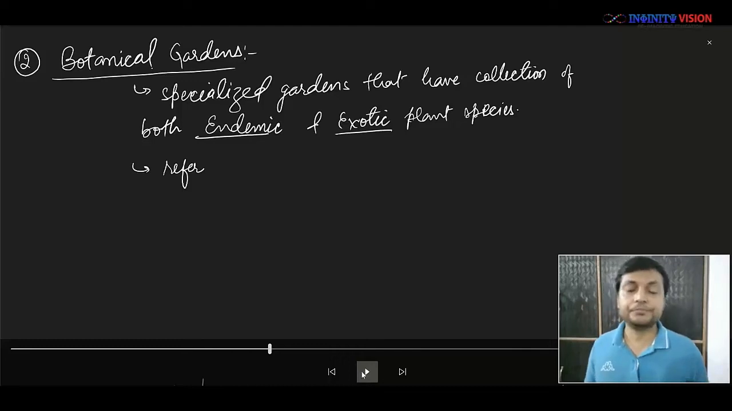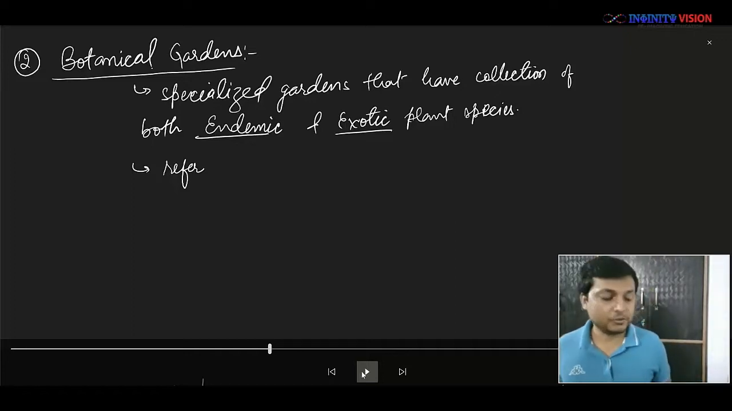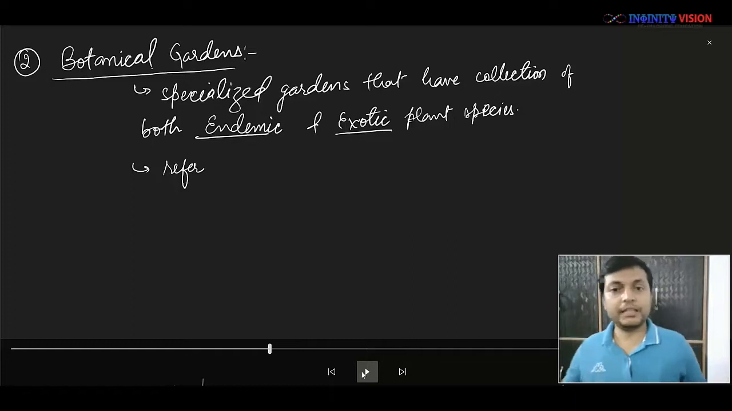Say, for example, the Bengal tiger is endemic to India. The Asiatic lion is endemic to India. However, if we talk about the African elephant, they are not native to India. So if there is any African elephant in India, for us it will be an exotic species because it is not native to us. So I hope you remember endemic and exotic.